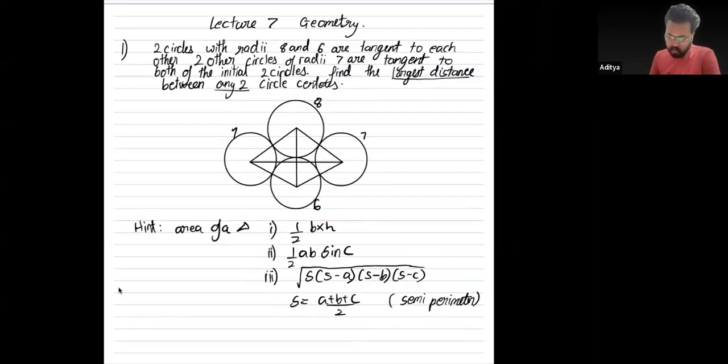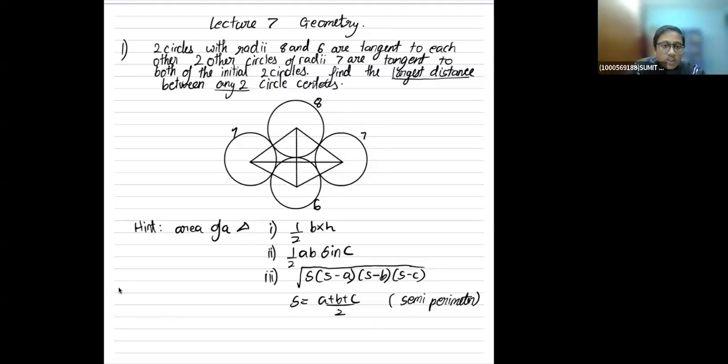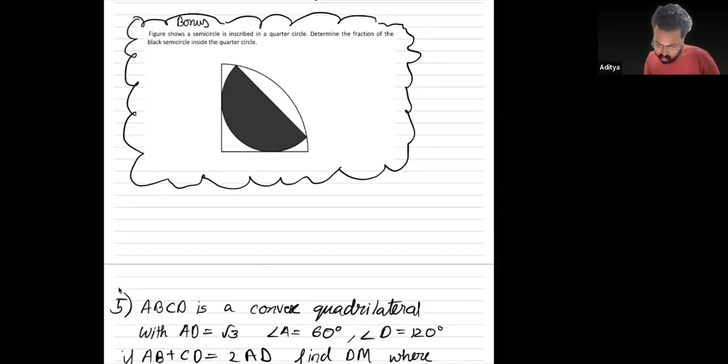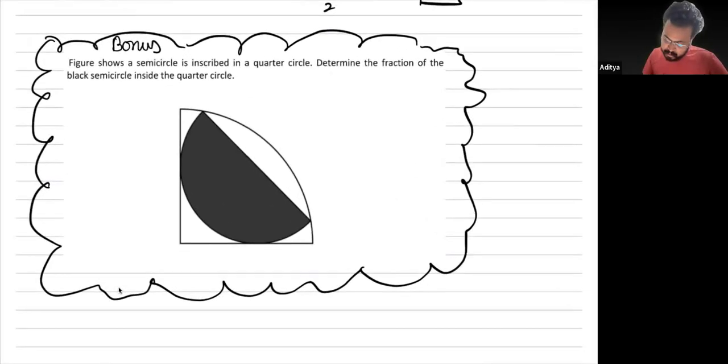So far, we have not discussed any other question. Whoever has joined right now, this is the first question of 30. That bonus question, that circle or quarter circle and semicircle. These are a few questions from last class. Quarter circle with a semicircle inside the quarter circle. Find the ratio of the shaded area to the entire area.